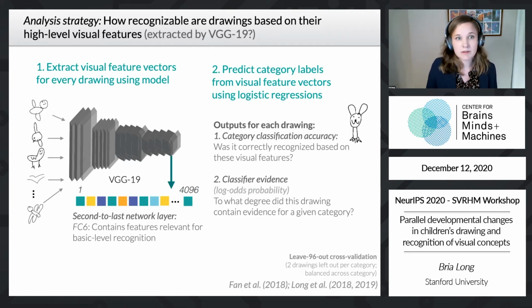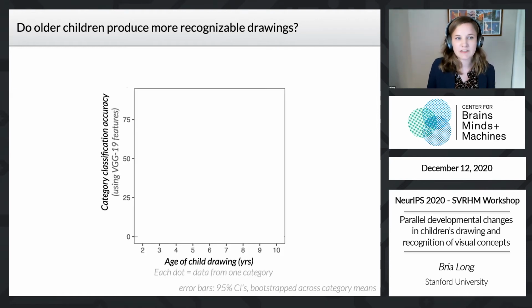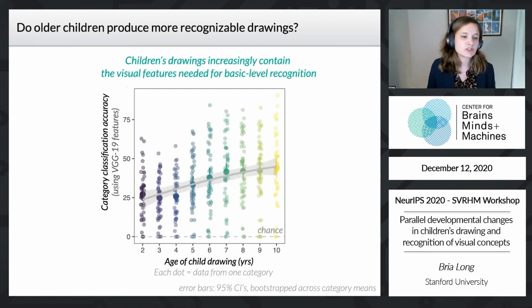So now armed with these analyses, we can ask our first basic question. Do older children actually produce more recognizable drawings? I'm going to be plotting the category classification accuracy, that is using the VGG19 visual features, on the y-axis against the age of the child drawing on the x-axis, where each dot is going to be data from one category. And overall, we see strong age-related gains in the recognizability of drawings, supporting our basic prediction that children's drawings increasingly contain the visual features needed for recognition across development, and our general intuition that this would be true as well.